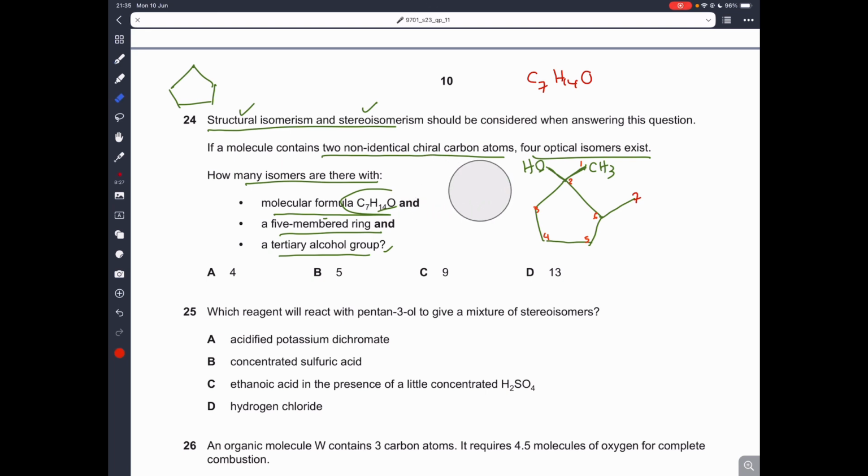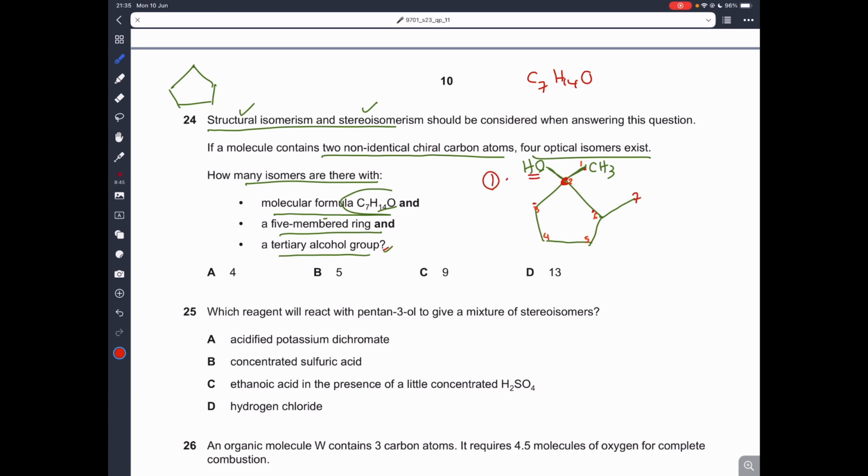Okay. So this is our first isomer, because this is also a tertiary carbon. There's a carbon here, there's a carbon here, and this carbon, this alcohol group, is connected to 1, 2, 3 other alkyl groups. Therefore, this is a tertiary alcohol. So we have our first isomer here.